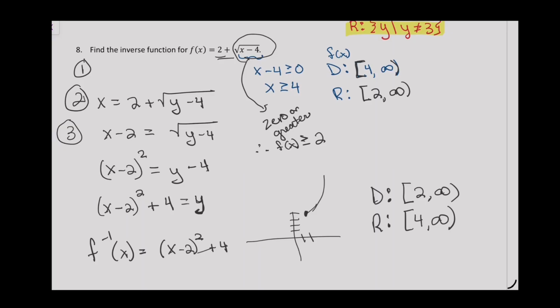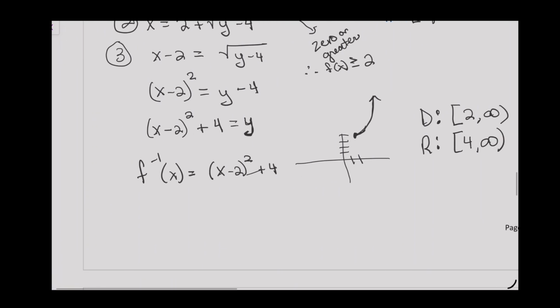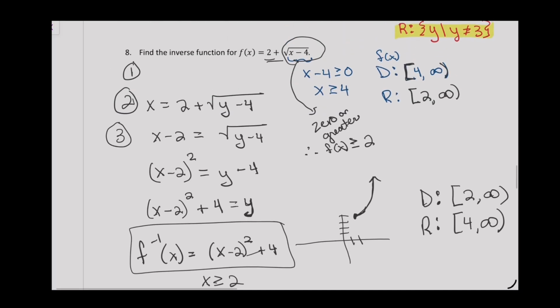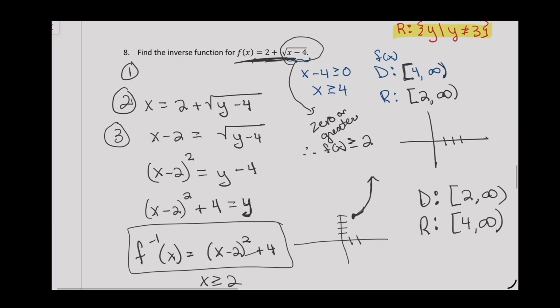So this is our inverse graphed. This is our inverse equation as long as x is greater than or equal to 2. Okay? All right. So sometimes we have to do a restriction to make sure that it stays a 1-to-1 function. All right? This original, if you graphed this original, it would look like this. If it was just a 2, that would be a 4 there. So 4, 2, and it goes this way.